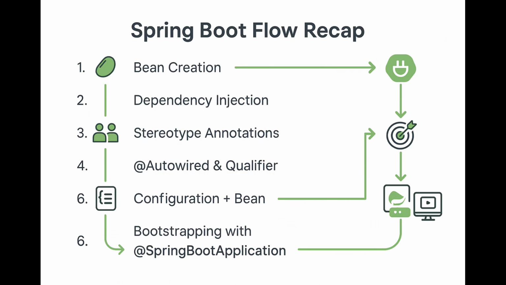So let's recap the flow. We start with bean creation, then use dependency injection to connect them. Stereotype annotations define bean roles, while Autowired and Qualifier handle injection details. Configuration and Bean annotations give us manual control. And finally, Spring Boot ties it all together with @SpringBootApplication to run the app seamlessly. That's the big picture of Spring Boot in action.